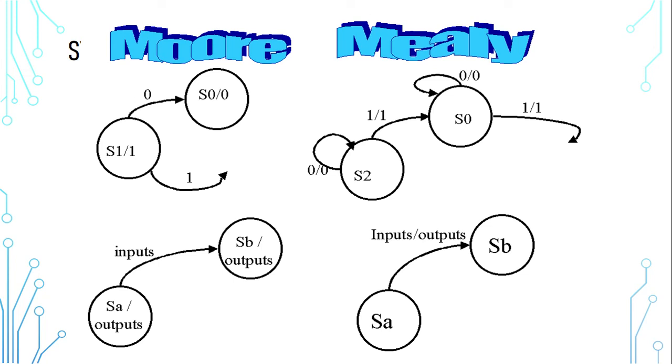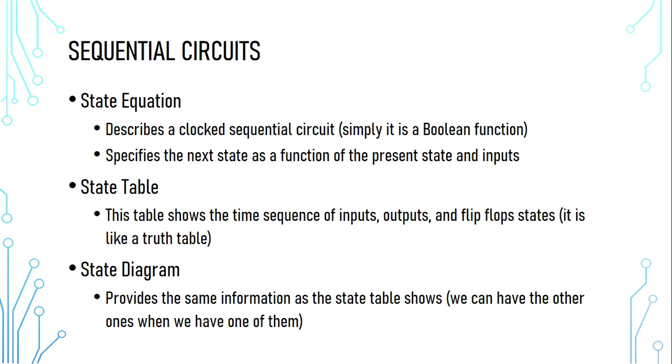Before getting into reviewing designing synchronous sequential circuits, let's review some terminology. State equation. It's an equation describing a clocked sequential circuit. It's a Boolean function specifying the next state as a function of present state and inputs. State table. This table shows the time sequence of inputs, outputs, and flip-flop states. We can consider it as truth tables. State diagram. In fact, a state diagram is an FSM providing the same information as the state table shows.